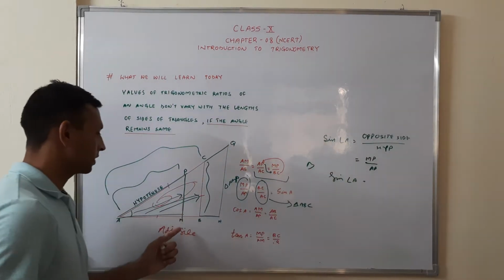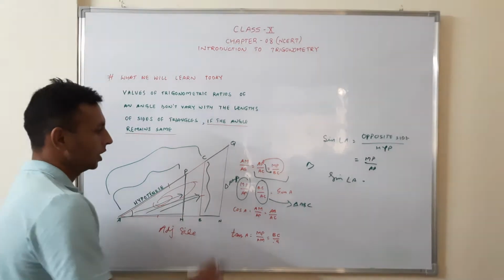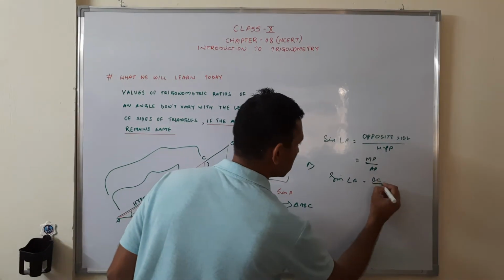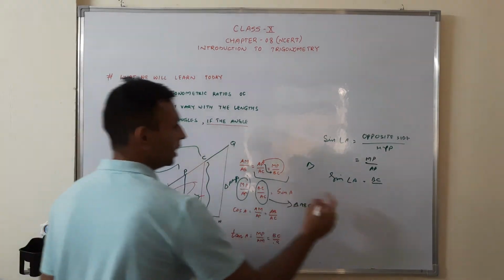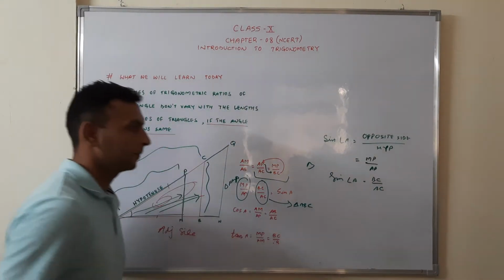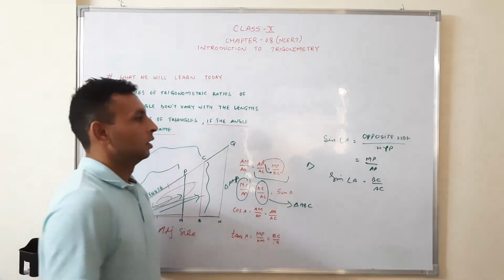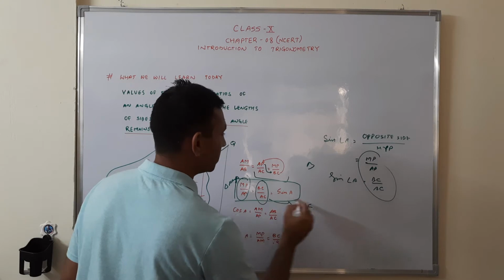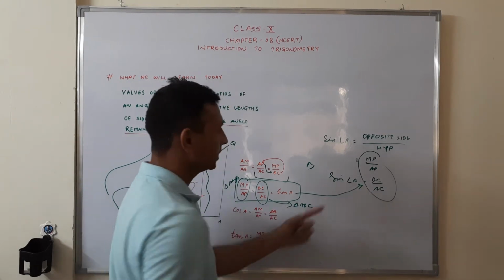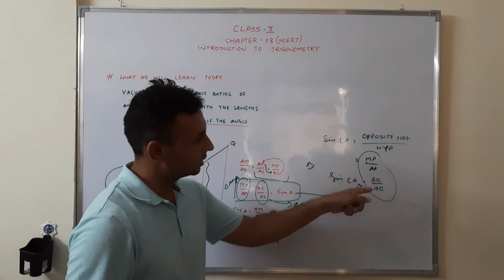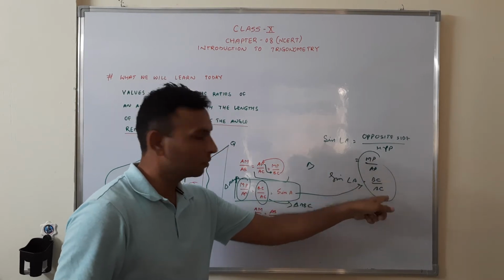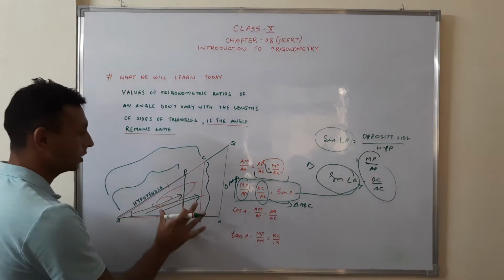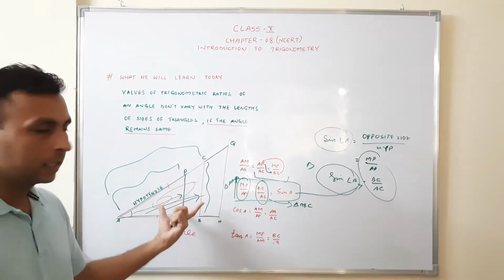Now coming to the next triangle ABC. What will be the opposite side? BC upon what will be the hypotenuse? AC. So from this equation, it is already mentioned that MP upon AP is equal to BC upon AC. It means the sine of the angle of these two triangles is equal.